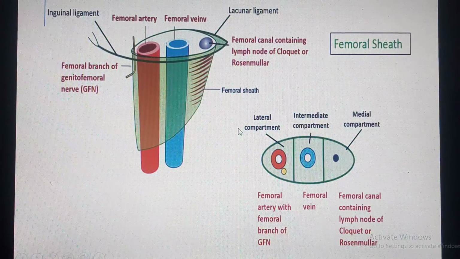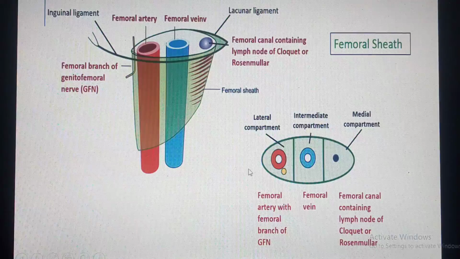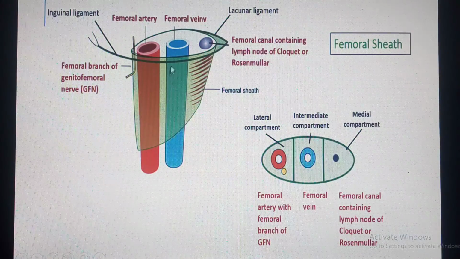Now I told you that there are three main structures. Now, unlike the femoral nerve, which is not ensheathed, these two main structures, the femoral artery and femoral vein, will be in a sheath which we call the femoral sheath, together with some deep inguinal lymph nodes, the lymph node of Cloquet or Rosenmuller. Now we say that this will be part of the femoral canal. The femoral canal part of the femoral sheath will contain these deep inguinal lymph nodes. So that is that one for you.